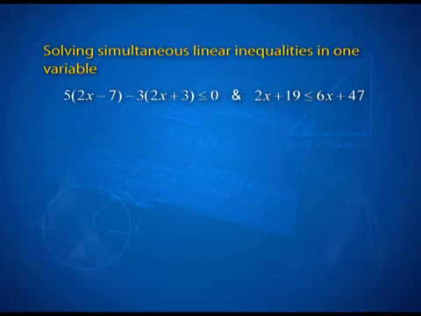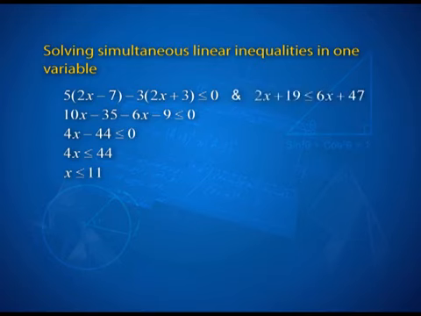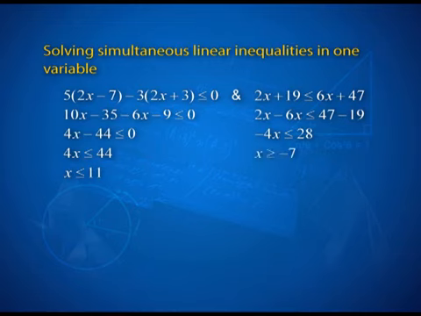Solving these two separately, the first inequality gives us 10x minus 35 minus 6x minus 9 is less than or equal to 0, 4x minus 44 is less than or equal to 0, or 4x is less than or equal to 44, or x is less than or equal to 11. And on solving the second inequality, we get 2x minus 6x is less than or equal to 47 minus 19, or minus 4x is less than or equal to 28, or x is greater than or equal to minus 7.